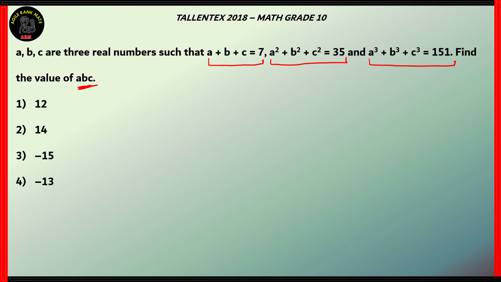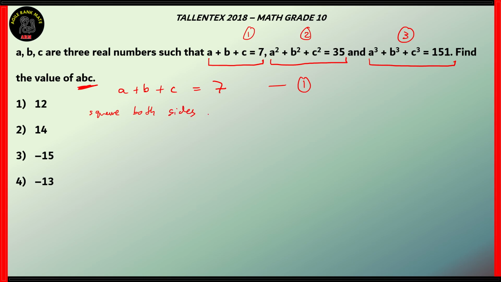Well, in order to solve this question, we would have to use the 3 values given. Now, we know that A plus B plus C equals 7. Let's consider that to be equation 1. The second one is equation 2, and the third one is equation 3. So equations 1, 2, 3 are given in the question. The next idea that we're going to do is to square both sides.